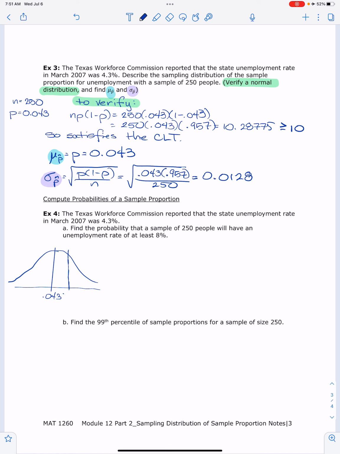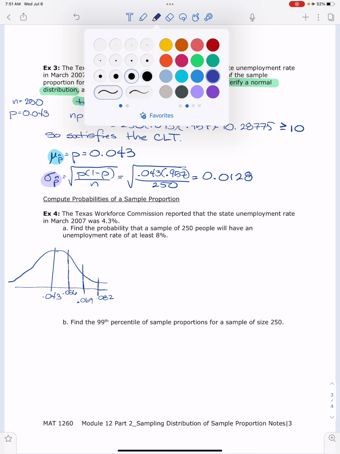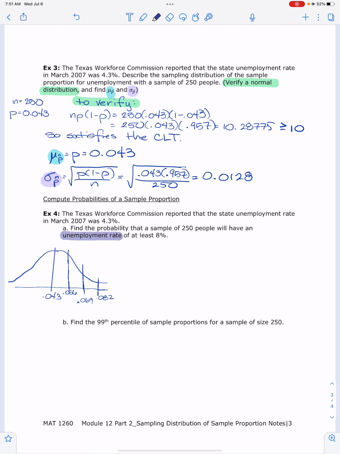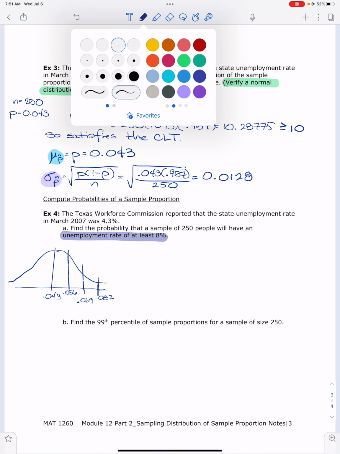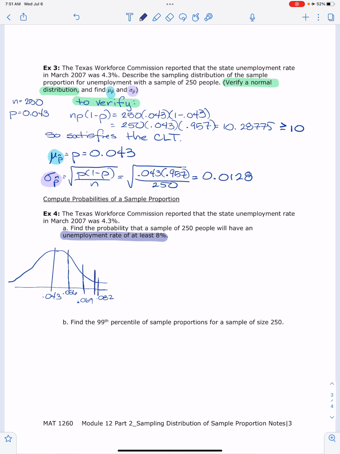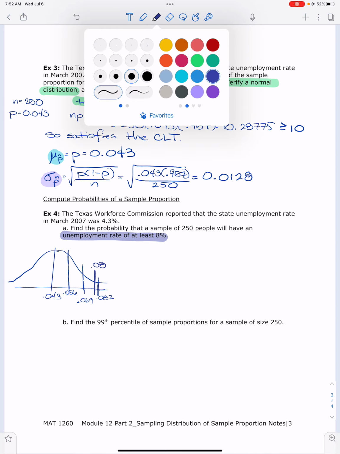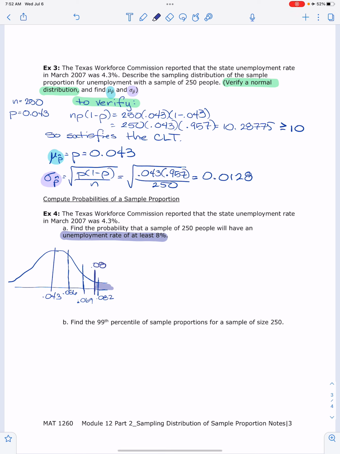So 0.056, 0.069, 0.082. At least 8%. So we are looking for this little bit.